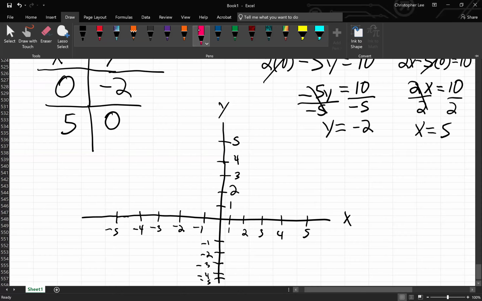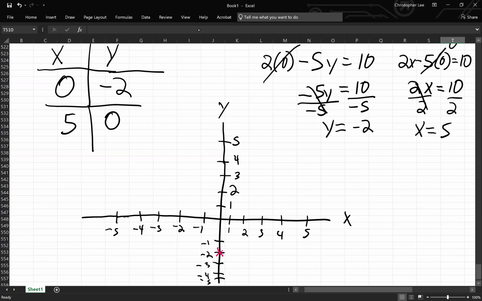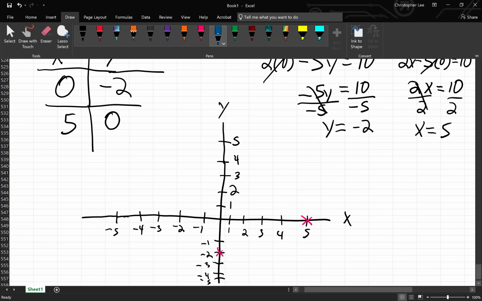So let's plot these points. I got 0, -2, right? So where's 0, -2? Not the x-axis, the y-axis, right? So we go across to where the origin is 0, 0, and go down to -2. So right here, right? The next one, 5, 0, where's that? On the x-axis, right? So I go across to 5, 0, so it's right here, right? Here's the hard part. After that, you got to make a line.